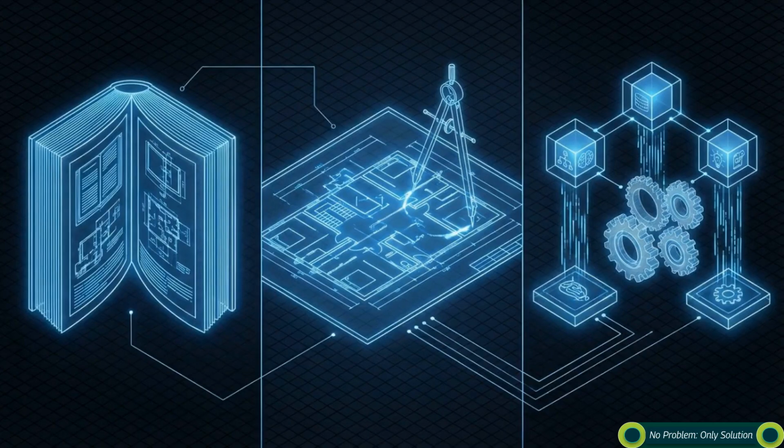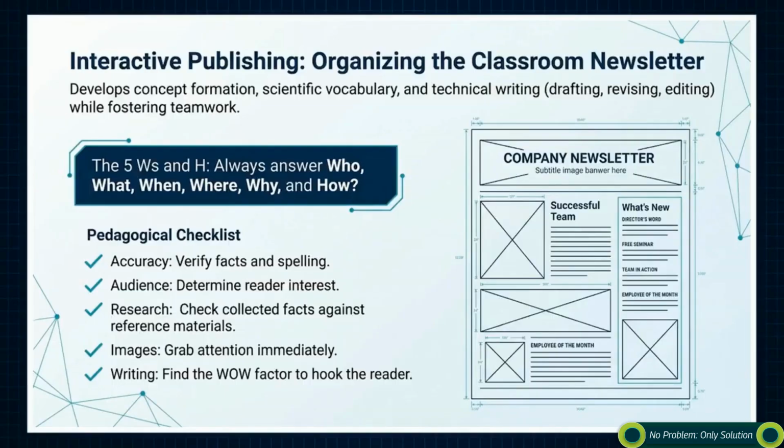Finally, students need tools to produce their own work. Interactive publishing helps develop scientific vocabulary, technical writing, and teamwork. To organize a classroom newsletter, students follow the 5 W's and H checklist. This requires them to identify the who, what, when, where, why, and how of a story to ensure factual accuracy.